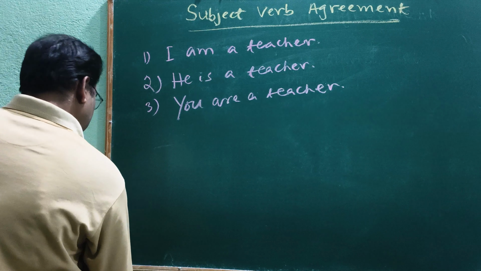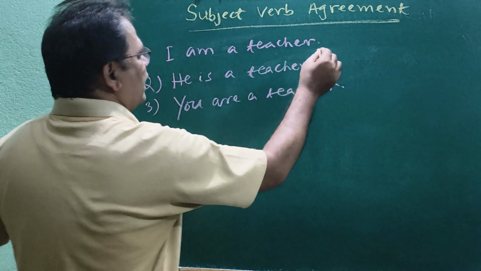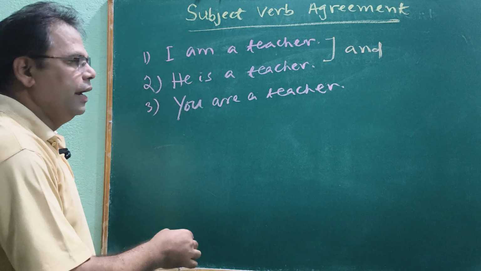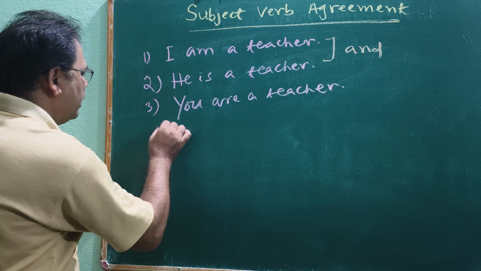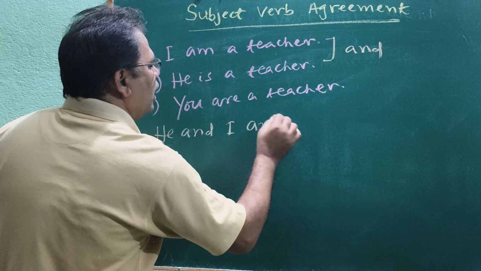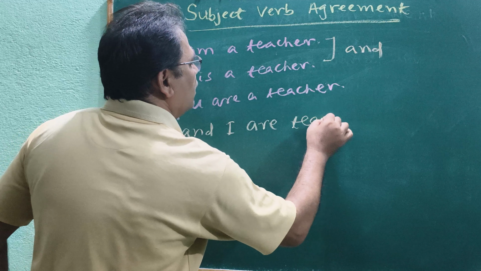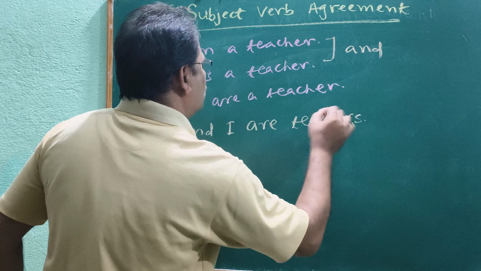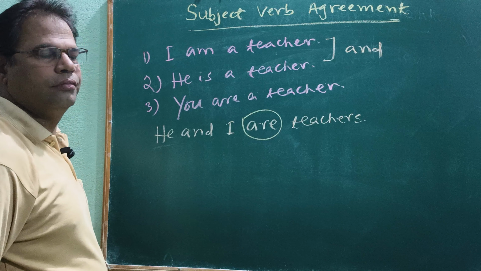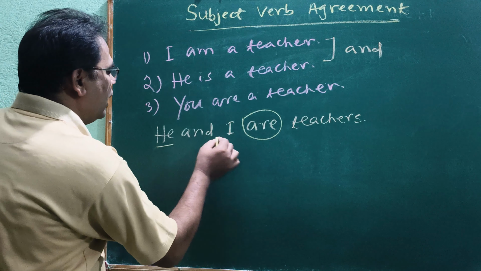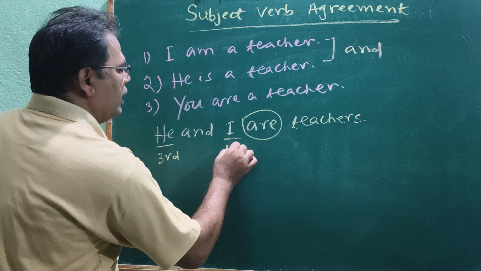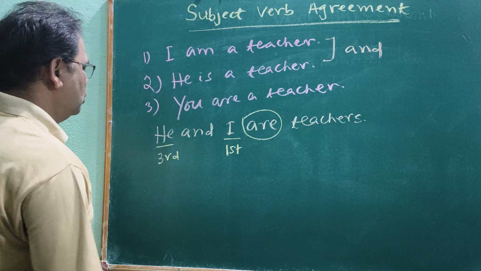See. Now, if I connect these two with "and", what will it be? It must be he and I are teachers. See, I made it "are". And I made it he and I. He is the third person and I is the first person.